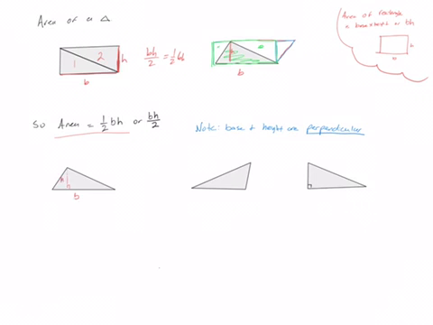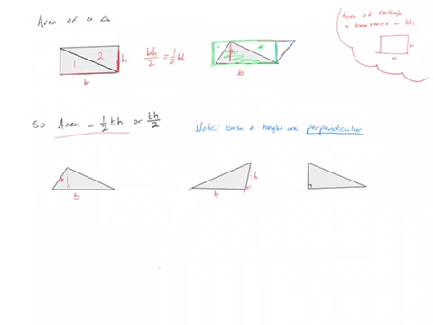Sometimes the base is outside the triangle, like here. This would be a right angle. So the base would be from right here to right here. And the height would be over here, outside the triangle.